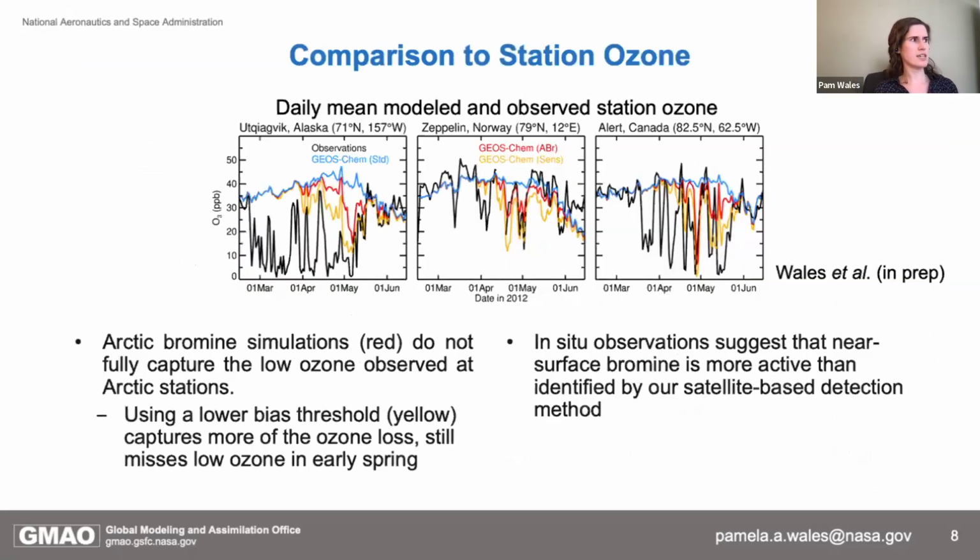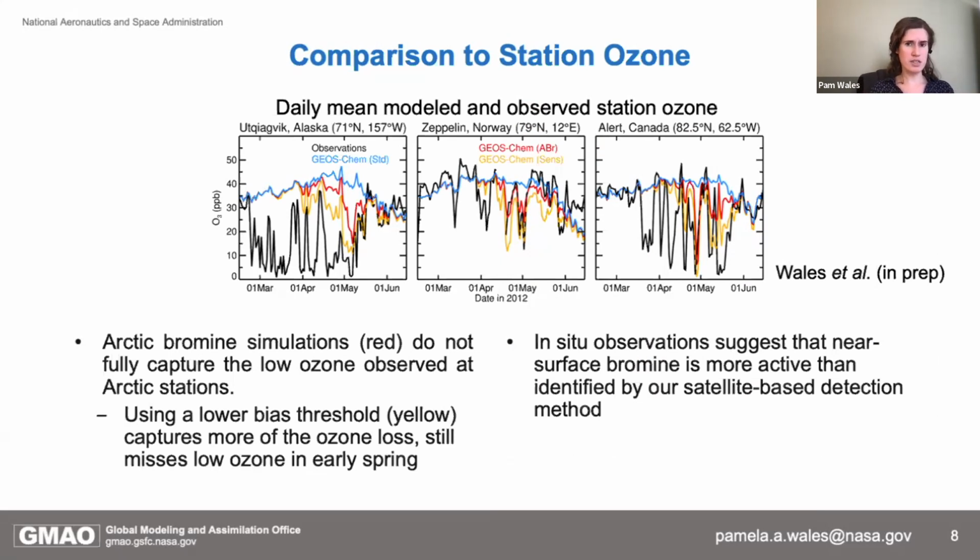If I move on to my last slide, these are observations of surface ozone collected at 3 coastal stations. In black is the observations, in blue is GEOS-Chem without polar bromine emissions, and the red is after we implement our lower limit flux. We are generally underestimating the loss of surface ozone that was measured by these stations.